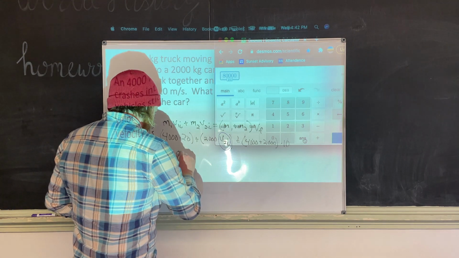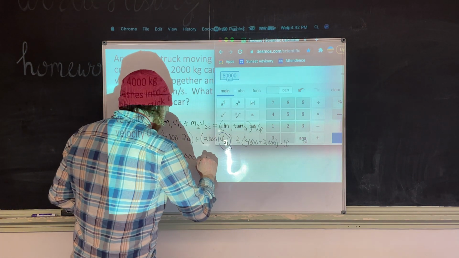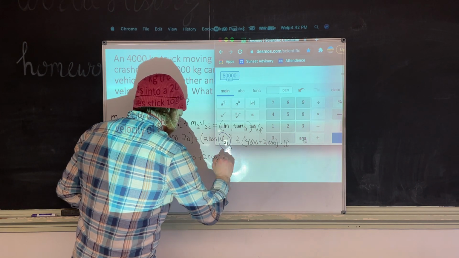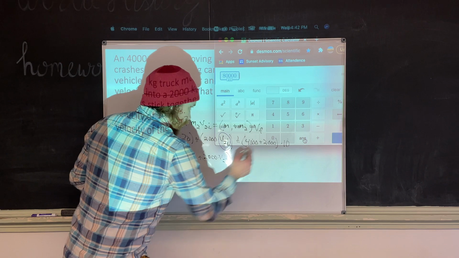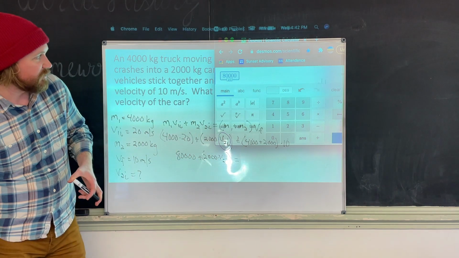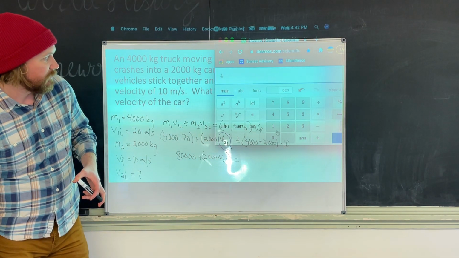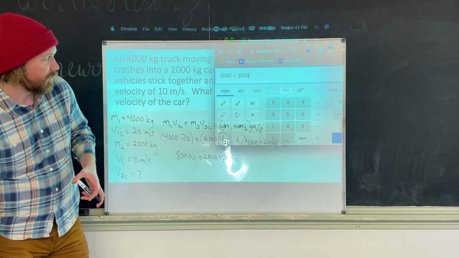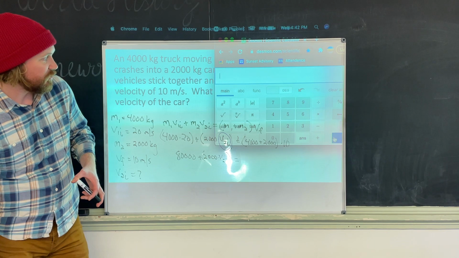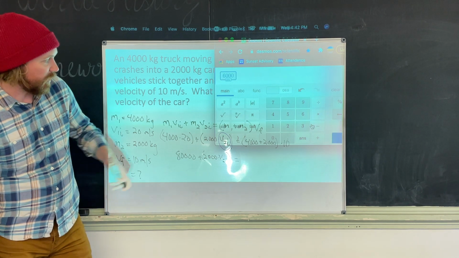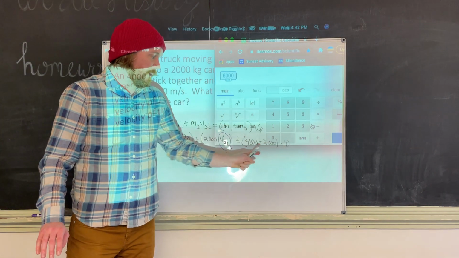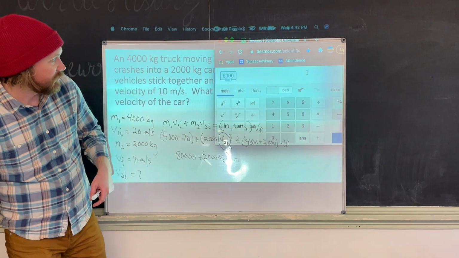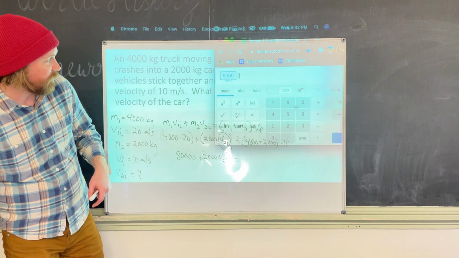So here we have 80,000 plus 2,000 times V2I, parentheses around that. That equals 4,000 plus 2,000, which again, just for the sake of being clear, hopefully you know, is 6,000. And we're going to multiply that by 10. Remember, you do what's in the parentheses first and then do the multiplication.